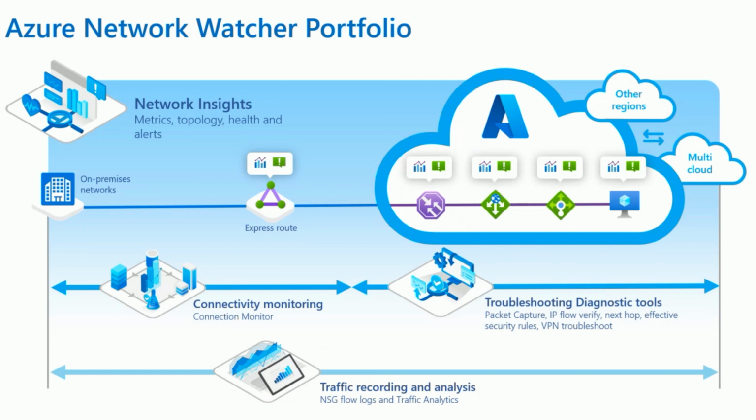And of course, VPN troubleshoot, where it will go through an automated response and troubleshooting to have a look at those gateways. Is it up or down? All of this is underpinned by traffic analytics and NSG flow logs to really give you that extra level of detail around what is happening within your Azure infrastructure and networking components.